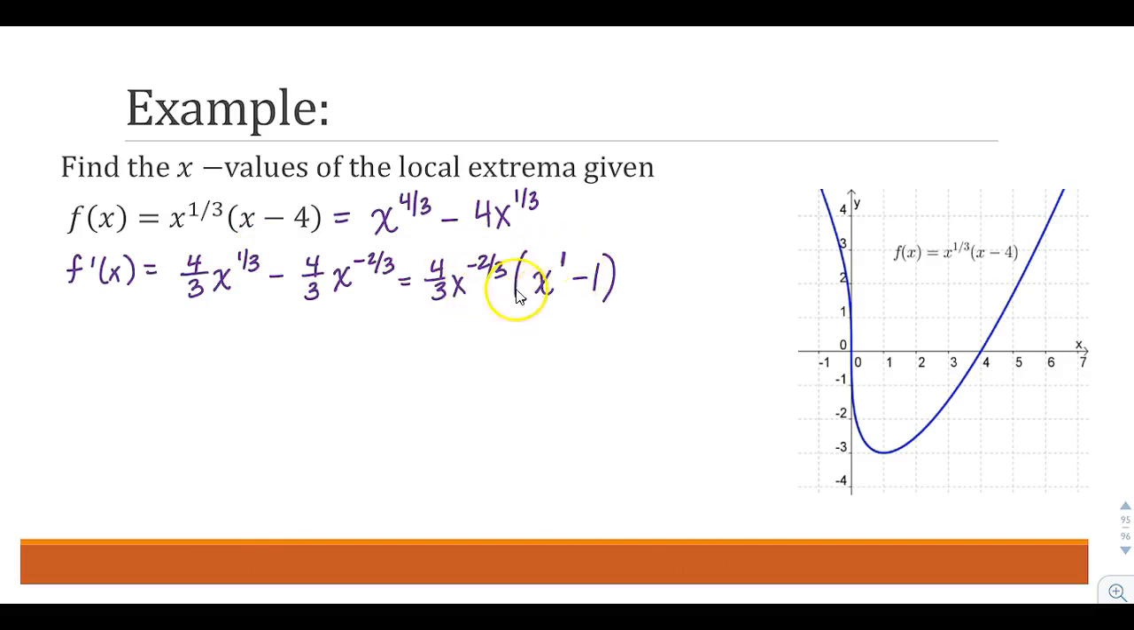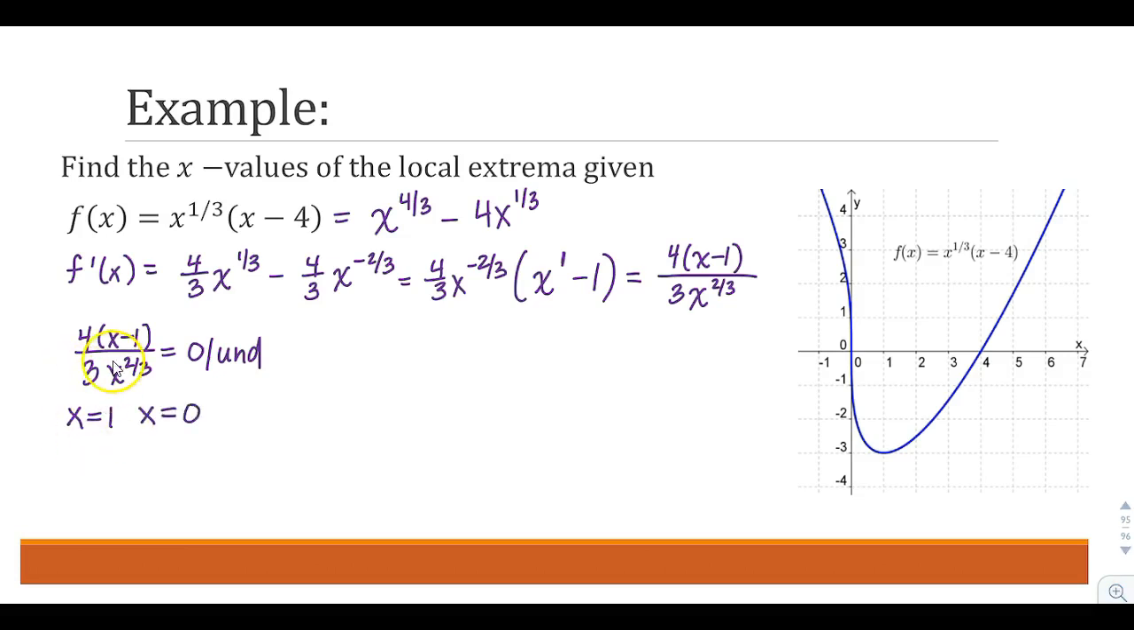So here I'm going to rewrite this because I have x to the negative 2/3, and I'm going to move that to the bottom of the fraction bar to get a simplified derivative of 4 times x minus 1 in the numerator over 3 times x to the positive 2/3 in the denominator. And we're interested in where this is equal to 0 or undefined. So this is equal to 0 where x minus 1 is equal to 0, so at x equals 1, and it's undefined where the denominator equals 0, which is at x equals 0.